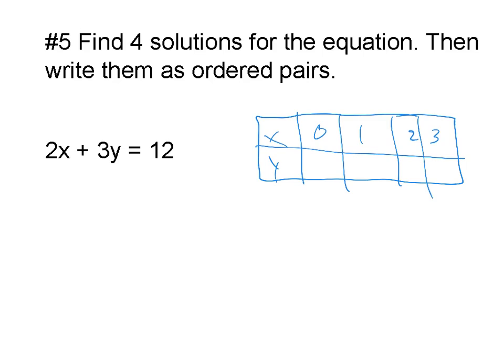Okay, so I'm going to put a 0 in where the X is, plus 3y equals 12, right? And this just cancels out. 2 times 0 is 0. So I have 3y equals 12, and then divide both sides by 3, and I get y equals 4.